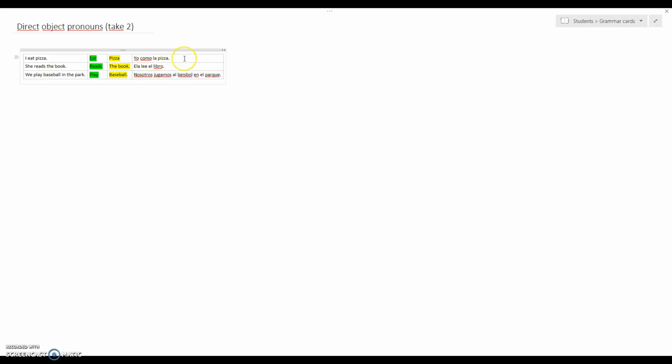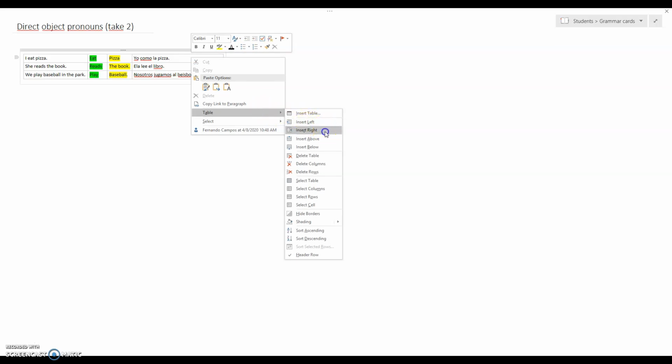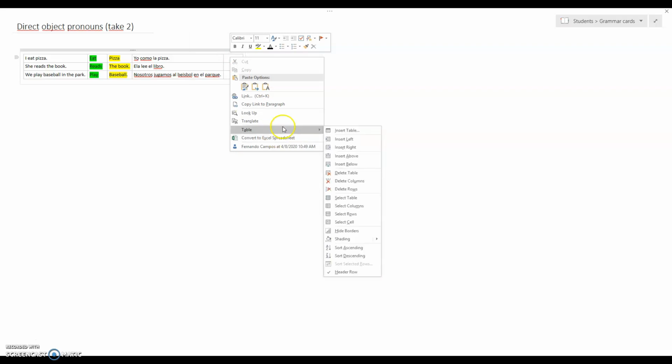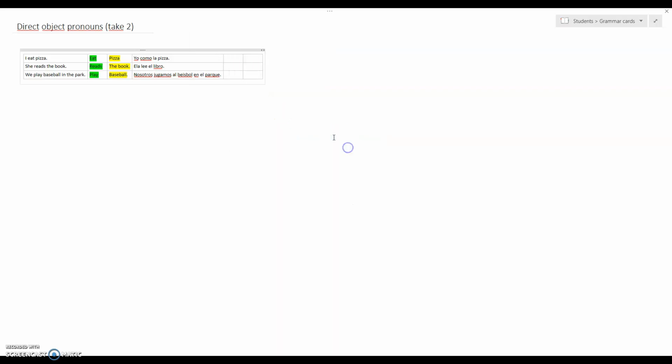Okay. All right, so now let's break it down the same way we did the English sentences. Let's make sure that we know what we're doing here as far as what the verb is and what the direct object is. All right, so what's the verb? Como. What's the verb? Lee. What's the verb? Jugamos.